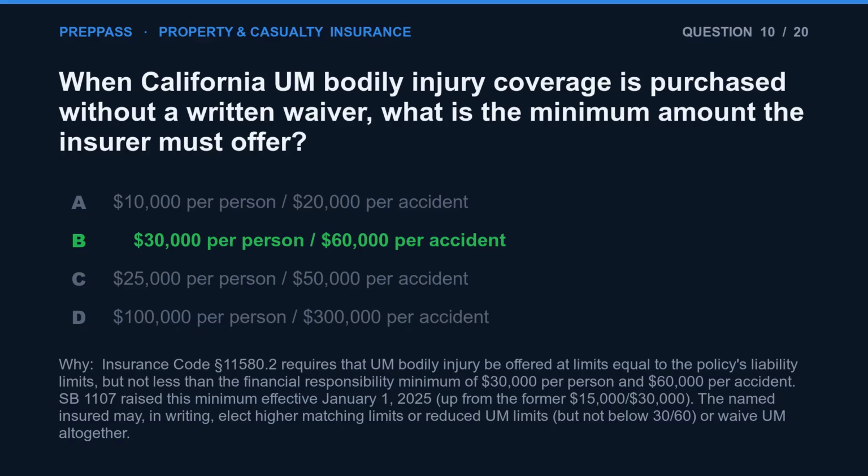The correct answer is B. Insurance Code Section 11580.2 requires that bodily injury be offered at limits equal to the policy's liability limits, but not less than the financial responsibility minimum of $30,000 per person and $60,000 per accident. SB 1107 raised this minimum effective January 1, 2025, up from the former $15,000 / $30,000. The named insured may, in writing, elect higher matching limits or reduced limits, but not below 30/60, or waive altogether.